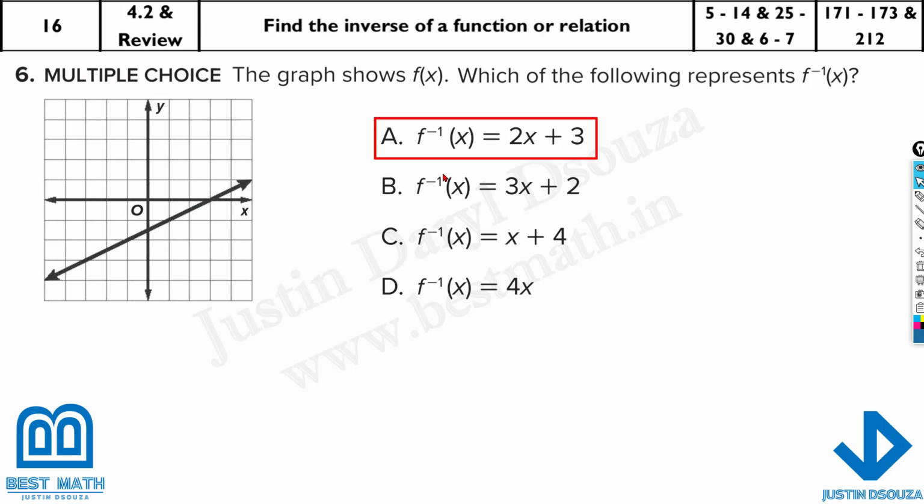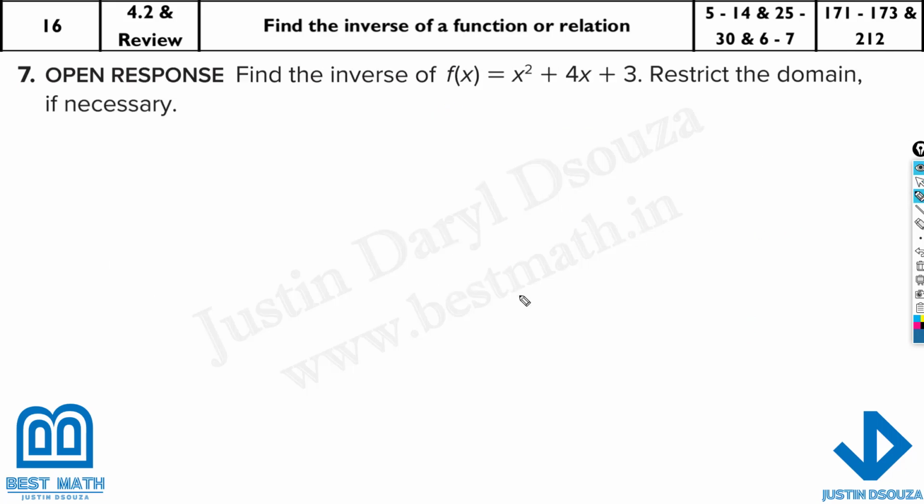This was the first problem which we did at the beginning with the options. Here we have an open response question. Let's look into this. Find the inverse of this function. Now this is basically y equals x squared plus 4x plus 3, isn't it? Now let's swap it. That's going to be x equals y squared plus 4y plus 3. There is no way I can solve this, because there are two y terms.